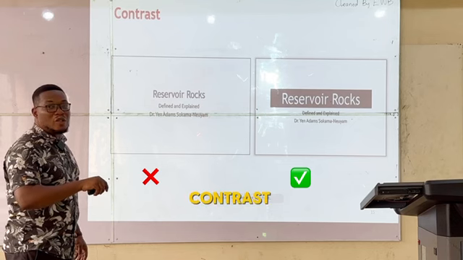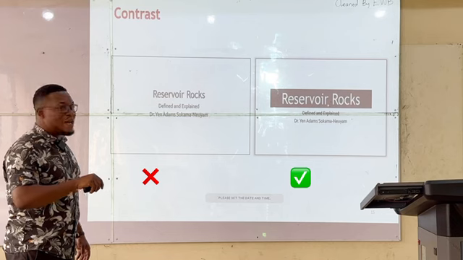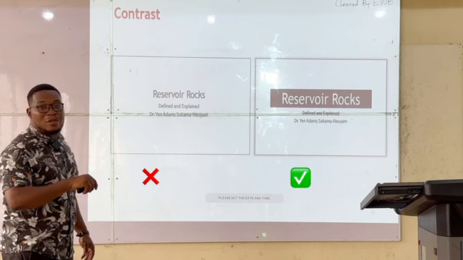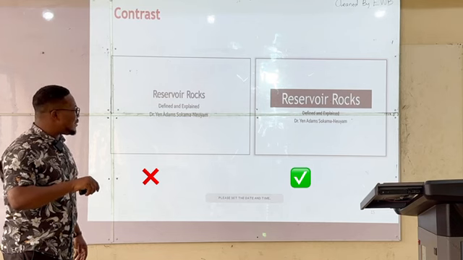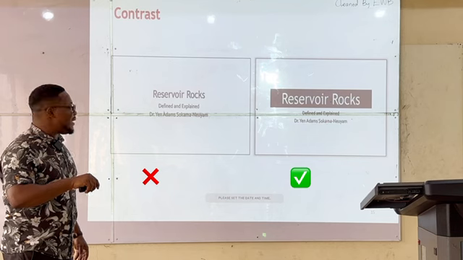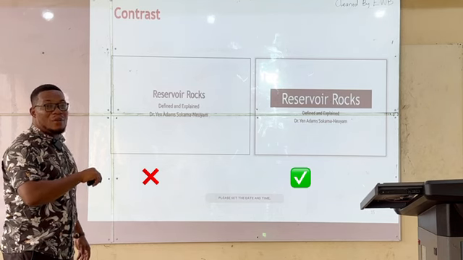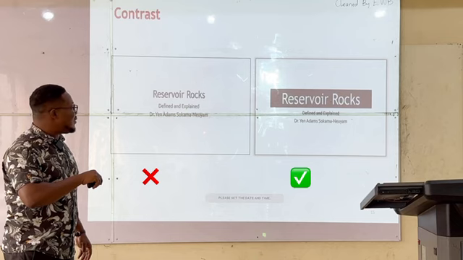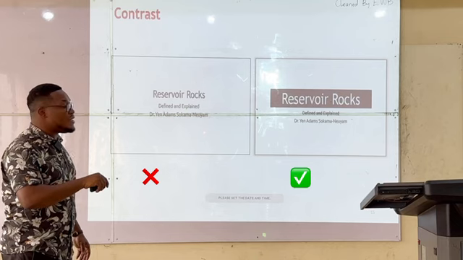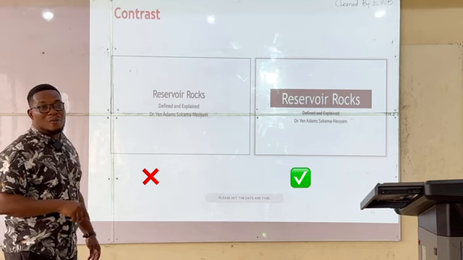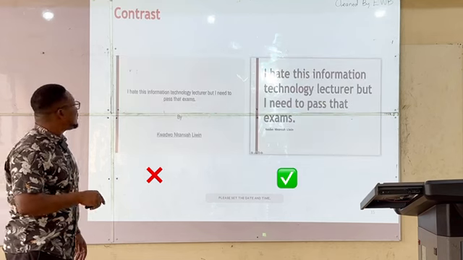So reservoir rocks, you're talking about reservoir rocks. And anybody who sees this knows that you're talking about reservoir rocks. And then you have your definition and explanation down there, and your name, right? But over here, it's all showing the same color, the same background. So contrast is also used very well in presentations, right?